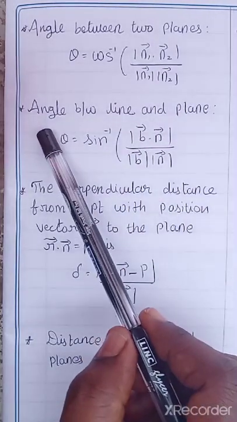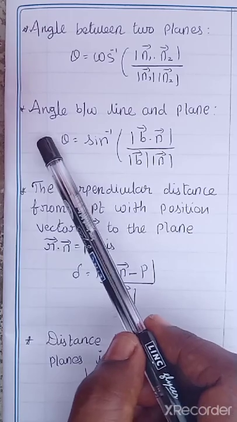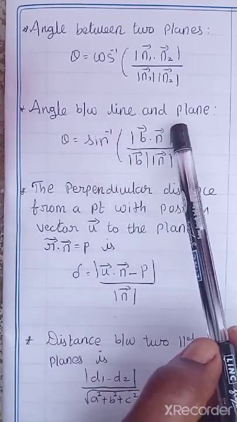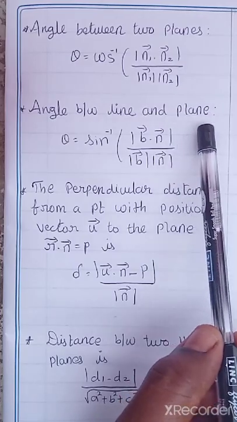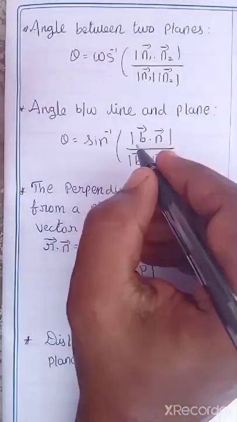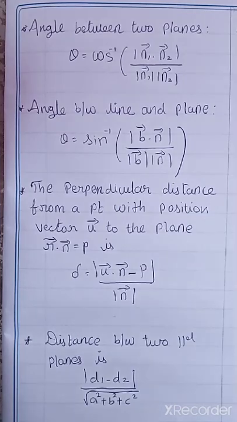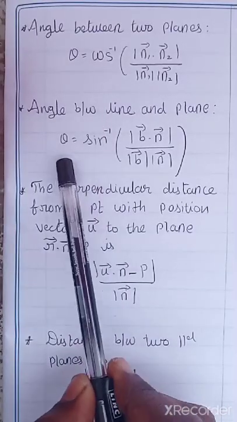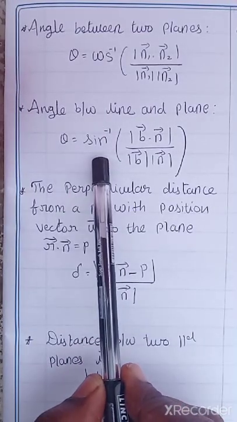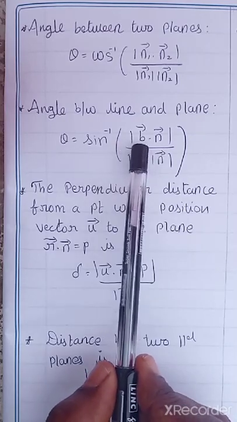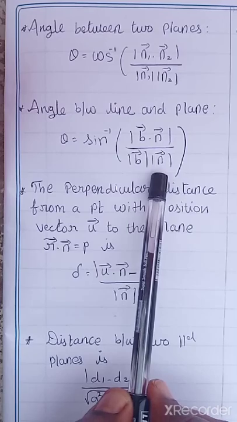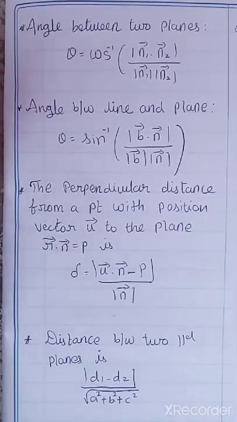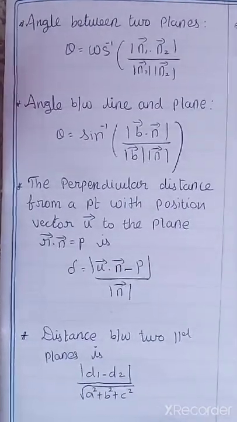And next, what we are going to see is angle between line and plane. So one line will be given, one plane will be given. Have to find out the angle between line and a plane. So theta is equal to sine inverse of mod b dot n vector by mod b vector mod n vector. So these are the two things for finding angle.